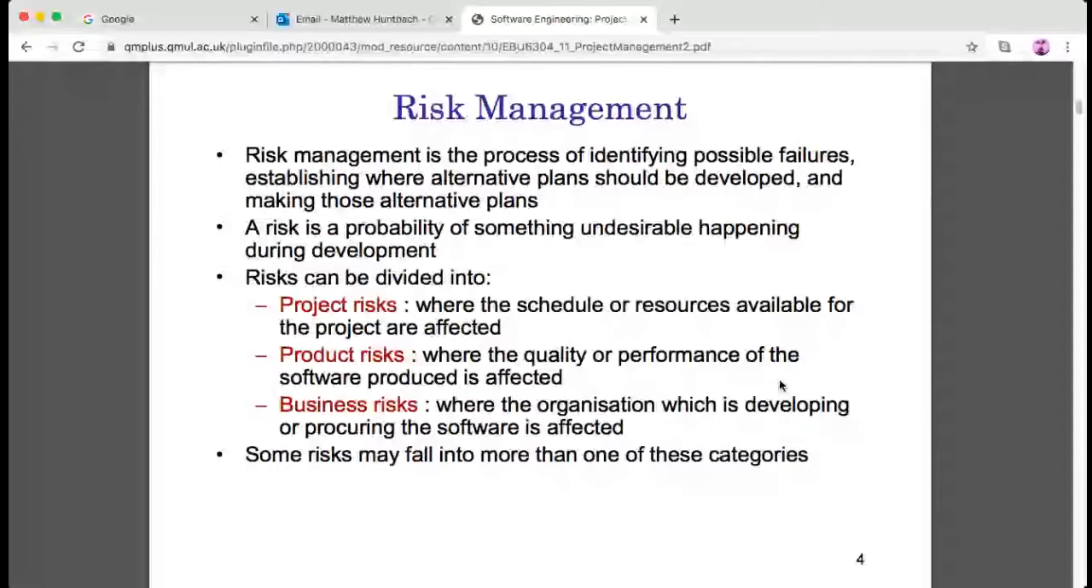Project Management Part 2. Slides come up. Okay, right. So the first set of slides in this set is on risk management. Risk management is really about dealing with things going wrong, and that's an important part of planning. You don't just plan for everything going right. You also try to plan as far as you can for what happens if things go wrong.